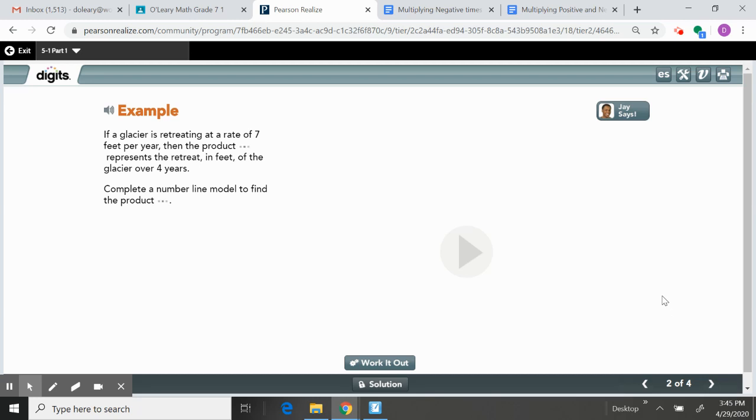Taking a look here, here's a little example video where it says if a glacier is retreating at a rate of 7 feet per year, then the product 4 times negative 7 represents the retreat in feet of the glacier over 4 years. All right, so it's complete a number line model to find the product. I'm not going to ask you to complete a number line product, but I'm going to just show you this quick video.